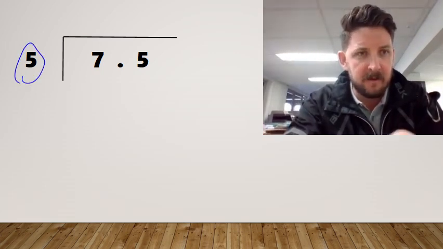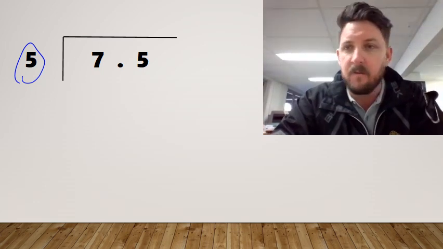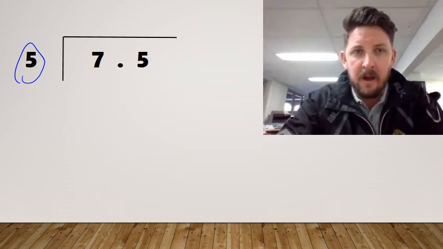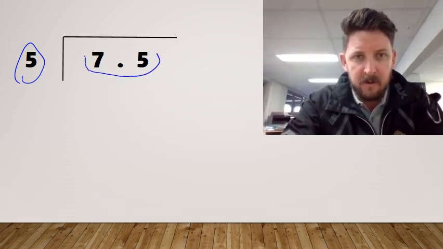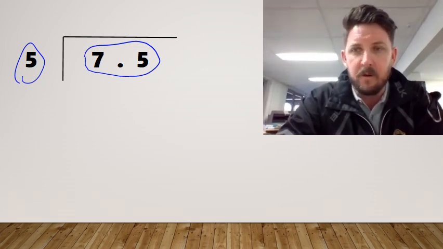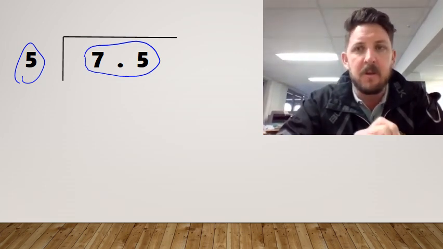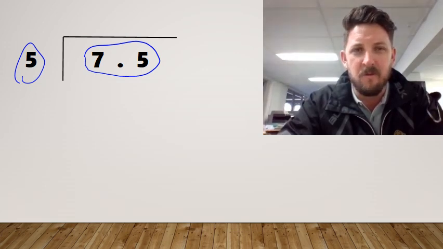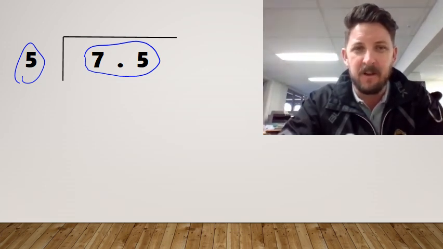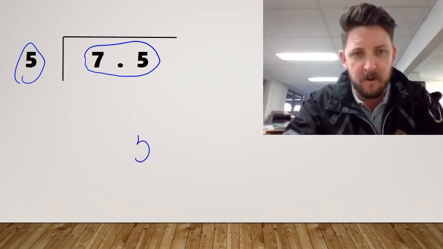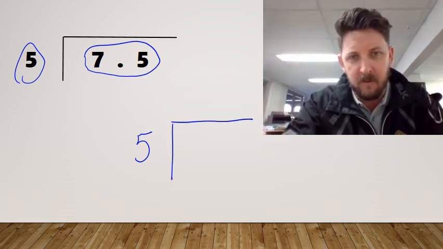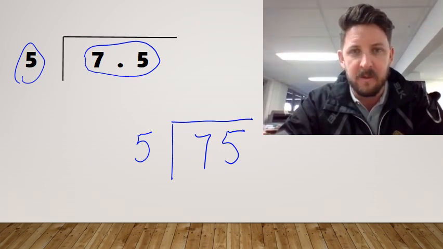So this number here on the outside is our divisor. This is a number that we are dividing into, and the number here is what we are dividing into, which is 7.5. Now it can be quite tricky. So the first step that you need to do is rewrite this sum out, pretending that there is no decimal. So if I was going to rewrite it out, I would go divisor is 5 divided into 75. Now that's a lot easier than with the decimal.